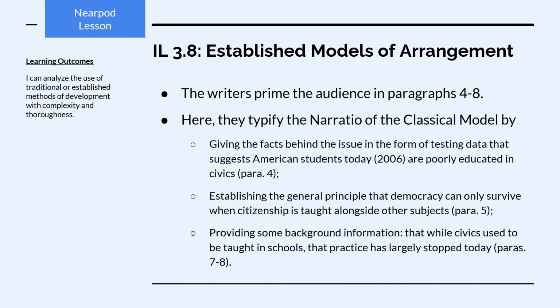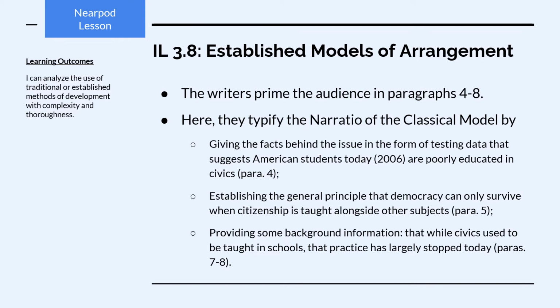Question 2 asks about the next stage or goal, and the writers prime the audience in this text in paragraphs 4 through 8. Here the writers typify the narratio of the classical model by doing a few things. They give the facts behind the issue in the form of testing data that suggests that American students today, or back in 2006 when the text was written, are poorly educated in civics, and that's from paragraph 4.